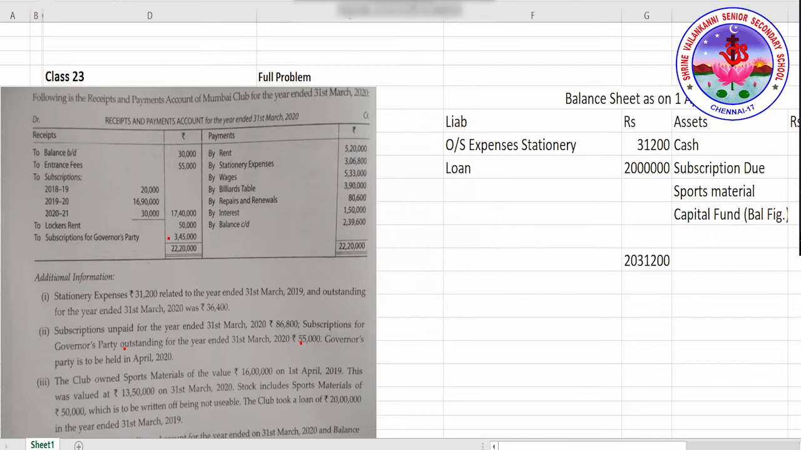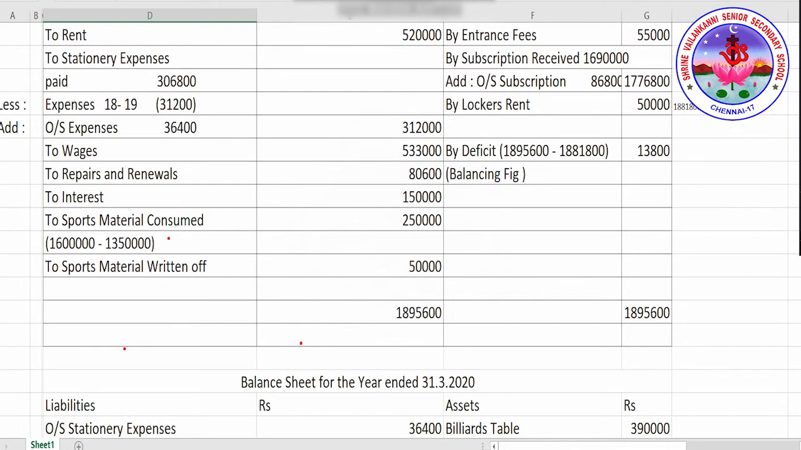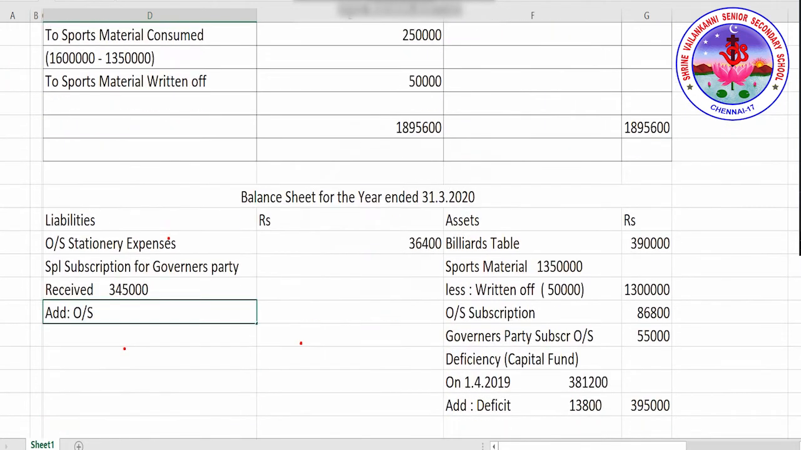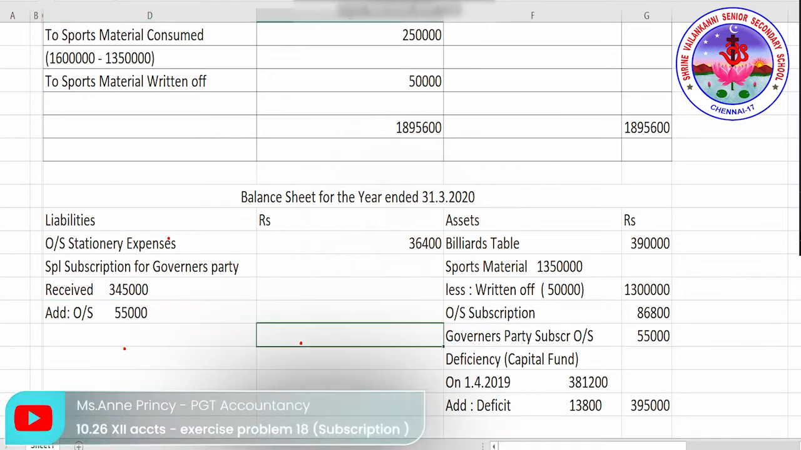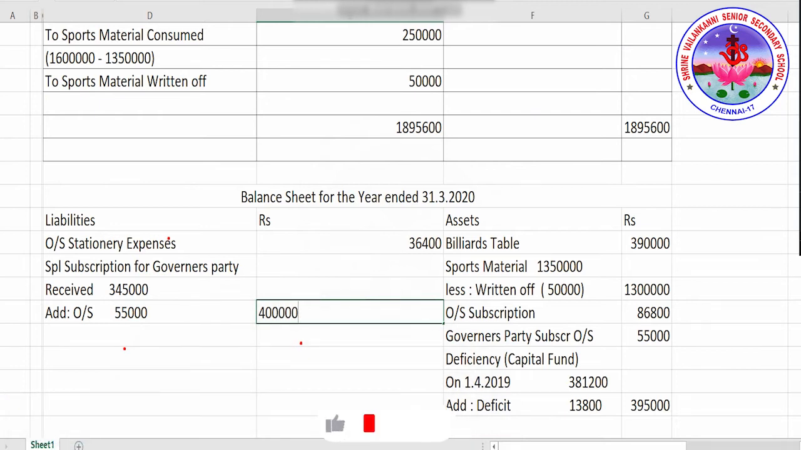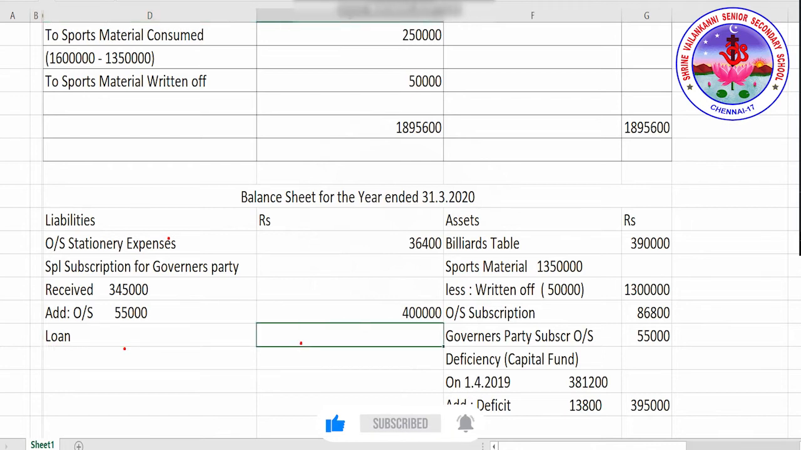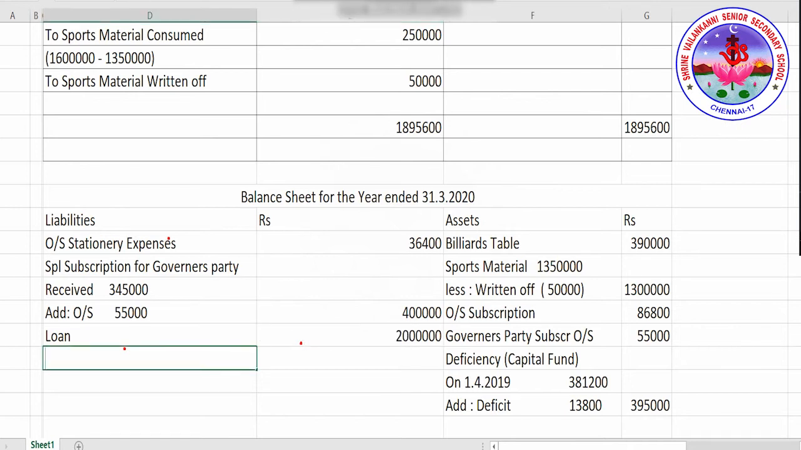So I'm just going to take you to the balance sheet and we will write the outstanding subscription for governor's party, which is 55,000. So the balance will be 4 lakhs. Then loan is 20 lakhs. We know that. Then subscription received in advance.